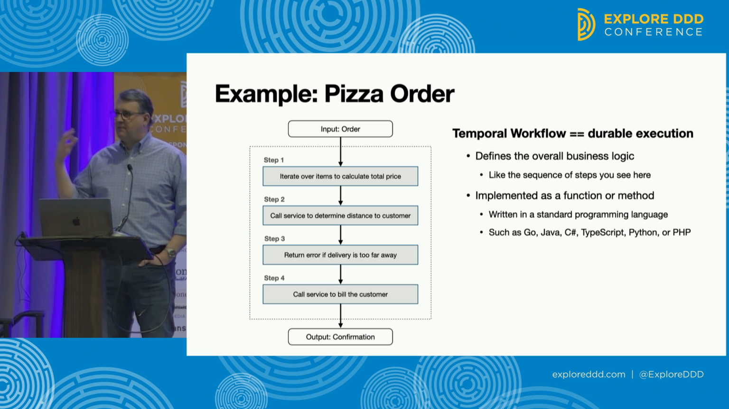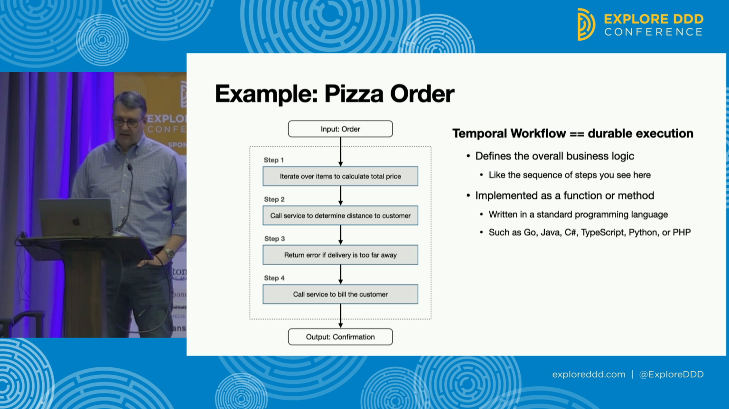So the first thing I might do is iterate over all those different items to calculate the total price. You know, they had 5 pizzas, they're $20 a piece, $100. And that's just simple arithmetic. The next thing is maybe I call a service to determine if the address is too far away from my pizza shop. They've asked for delivery, and my pizza shop is in downtown Denver, and the customer lives in Albuquerque. I can't really deliver a pizza that far reliably, so I want to check the distance between my shop and the customer's address.